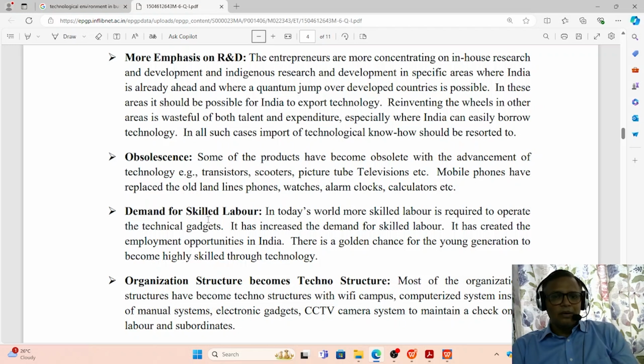Demand for skilled labor. In today's world, more skilled labor is required to operate technical gadgets. It has increased the demand for skilled labor. It has created employment opportunities in India. There is a golden chance for the young generation to become highly skilled through technology.